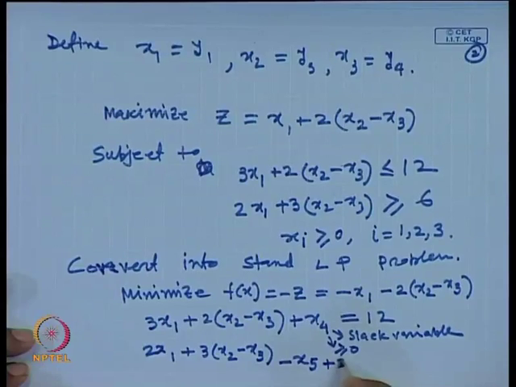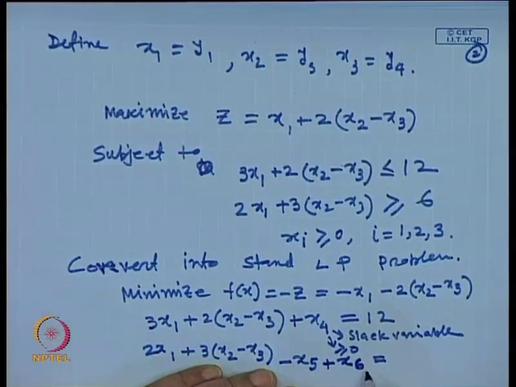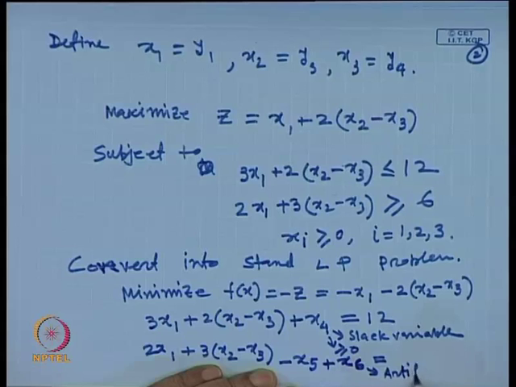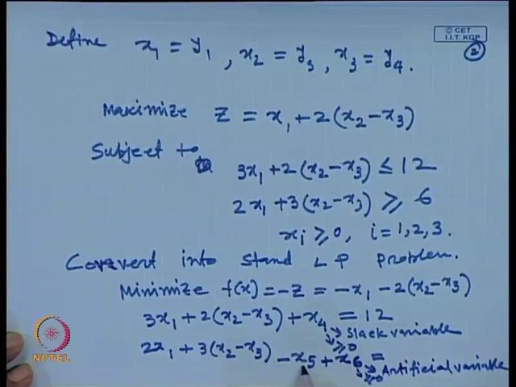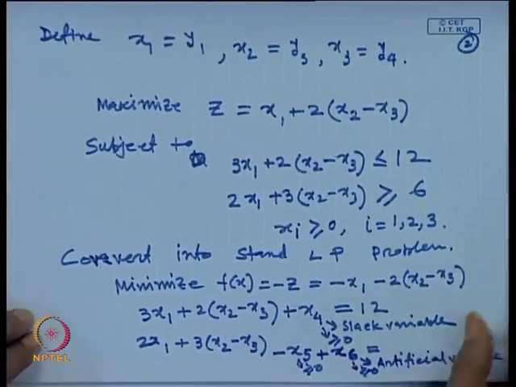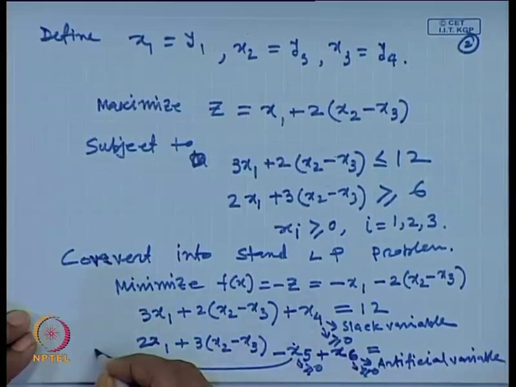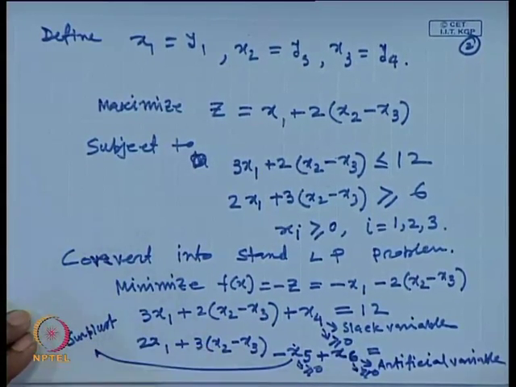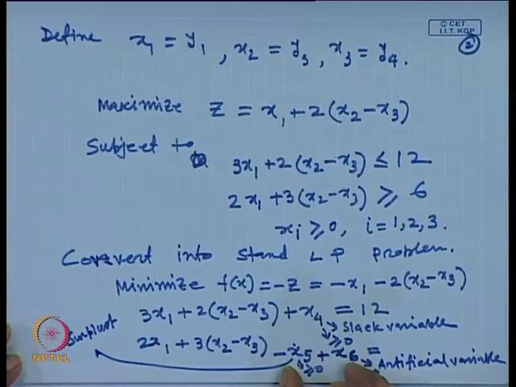So, in addition to this one, I am adding another new variable that is called an artificial variable. This is called an artificial variable, and the artificial variable's value is greater than or equal to 0. This x5 with the minus sign is called a surplus variable. So when this type of inequality is there, we have to introduce two variables. One is a surplus variable, another is an artificial variable.